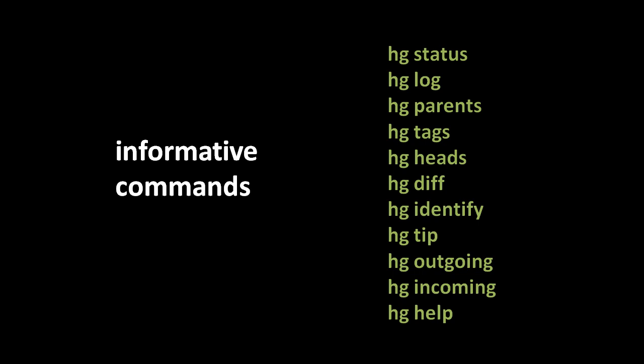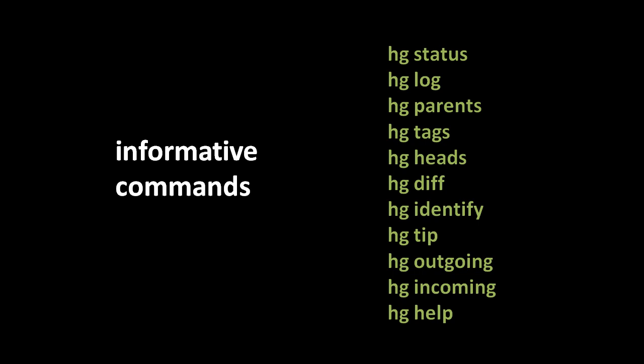The tip command simply prints out the change set which is the current tip in your repository. And then the outgoing and incoming commands, respectively, list the change sets which have yet to be pushed to another repository, or which are yet to be pulled from another repository. So if you want to know what change sets will get copied in a push or pull without actually doing the push or pull, you can use outgoing and incoming.